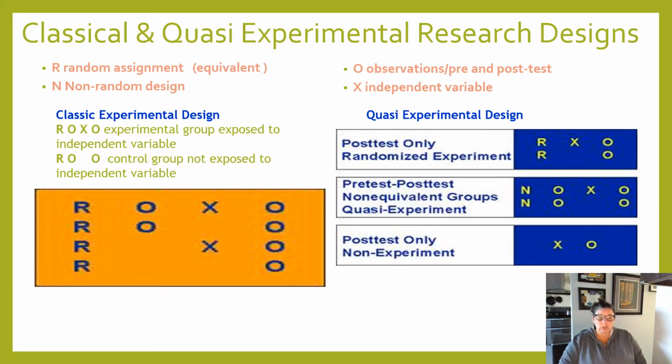Okay, so the first one we're going to talk about is classical or quasi-experimental research designs. So experimental research designs, this is the one that's most commonly used in what people might call the hard sciences, like the medical field. It's something that would be done in a lab, but it can also be done in the social sciences. It's just not often done in the social sciences. So we're going to talk about the difference between classical and quasi-experimental designs here.